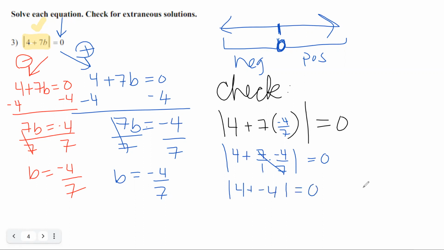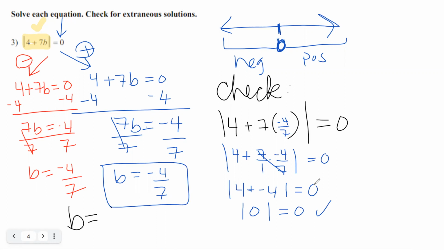Is that equal to 0? And 4 plus -4 does, in fact, give us 0. And the absolute value of 0 is 0. So -4/7 is our solution. Or you could still say b is equal to -4 over 7. But that would be the only number inside our curly braces, inside our set notation.